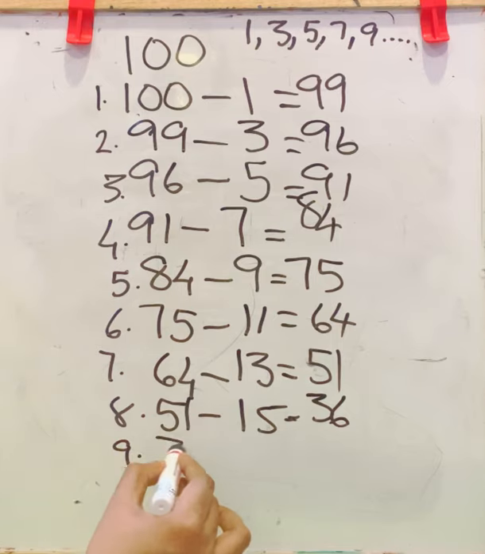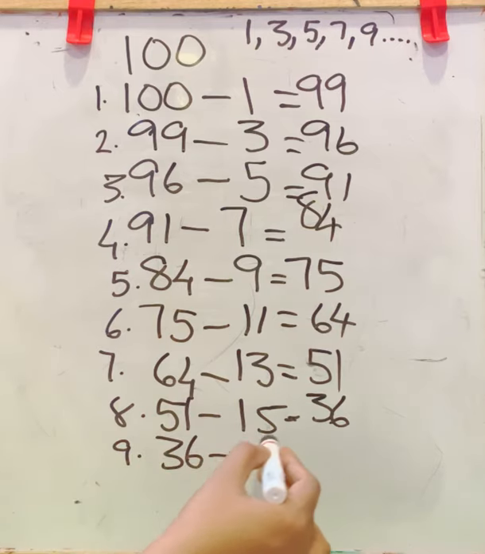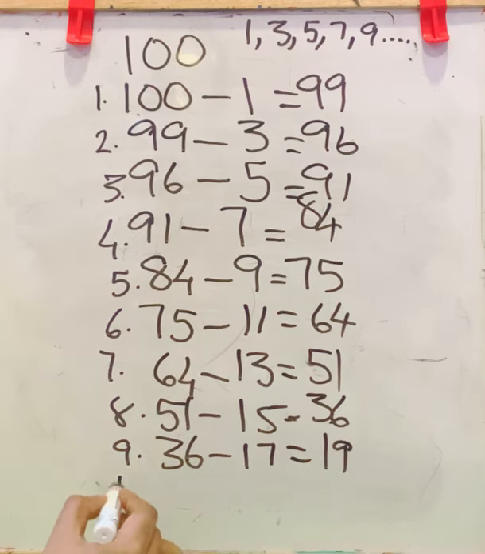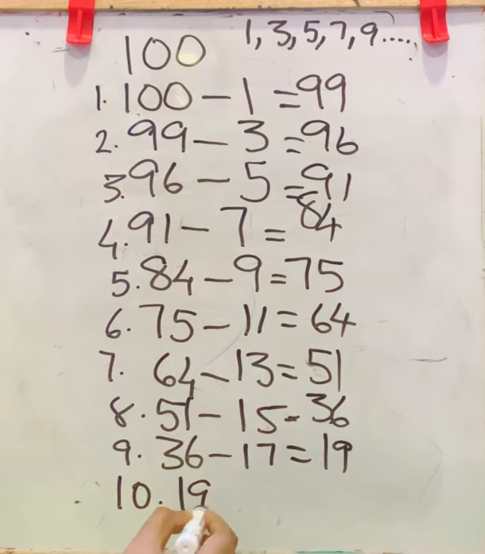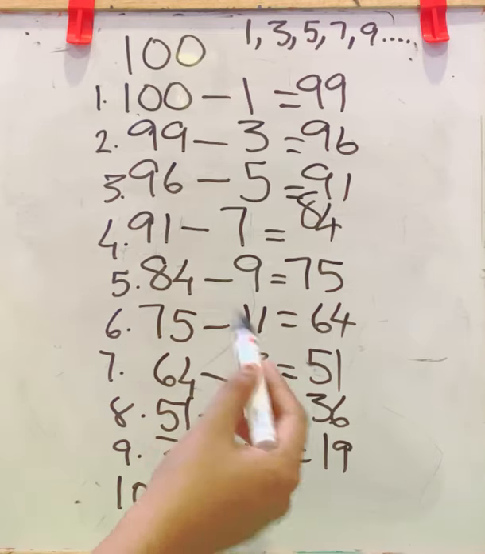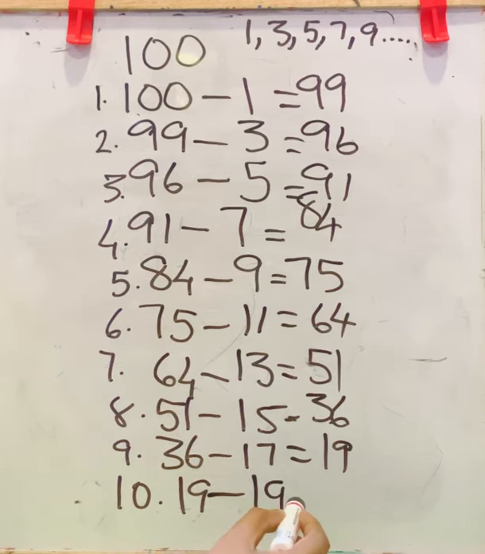Next step, 36 minus the next odd number, 17, equal to 19. 10th step: 19, that is this difference, minus 19, the odd number after 17. 19 minus 19 is 0. Now you can stop this.